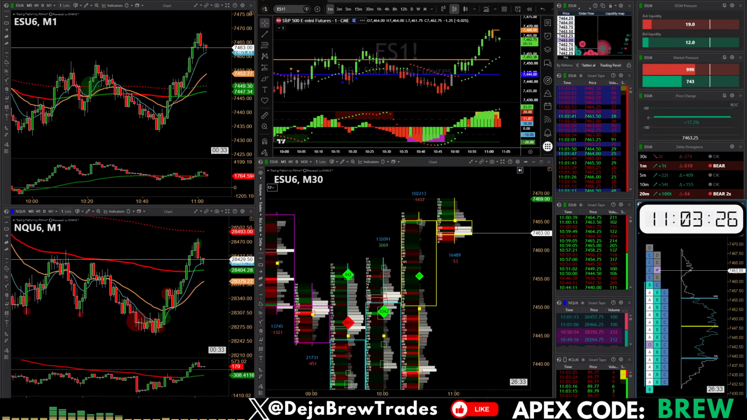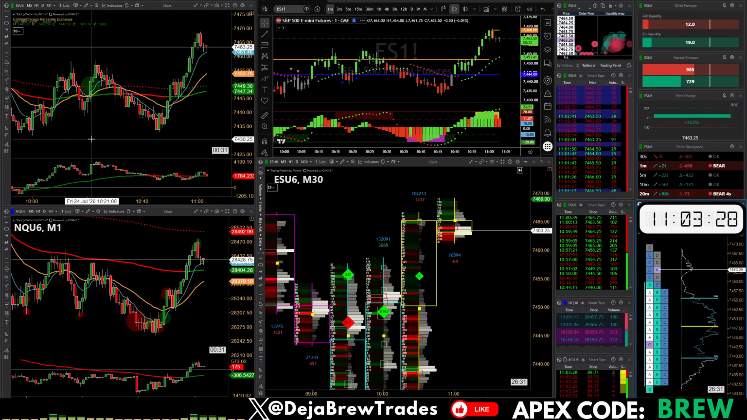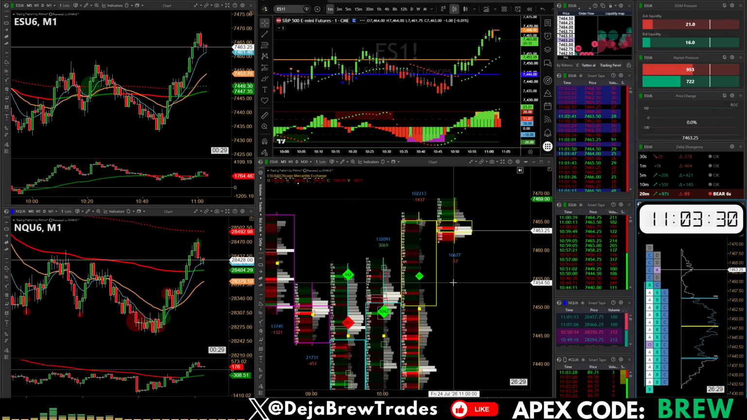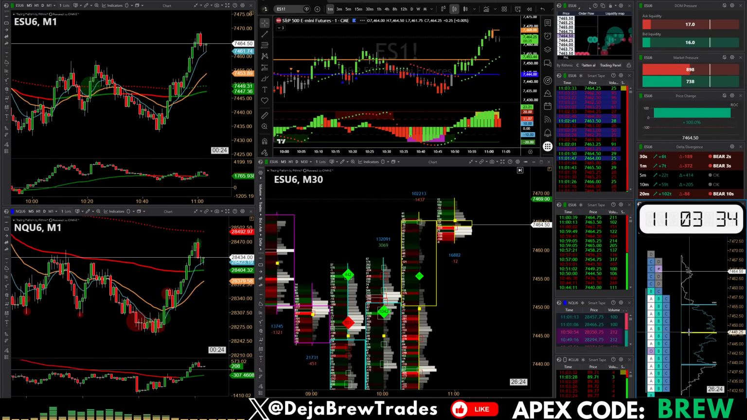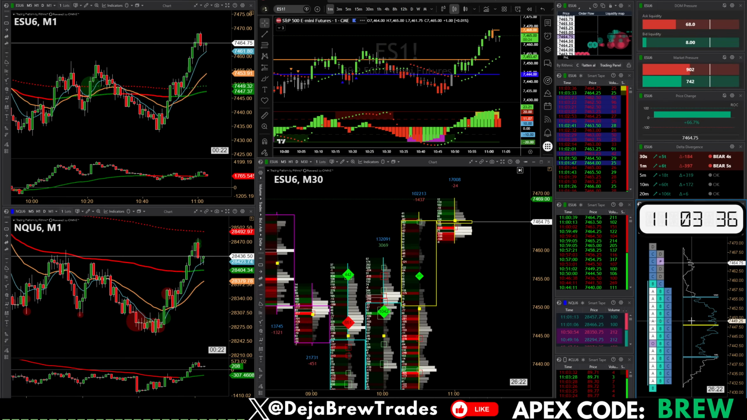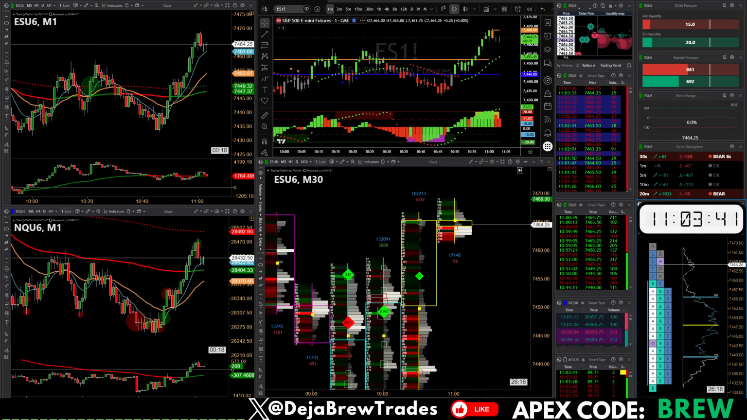What do I think about using gamma levels and volume profile? I don't think it's necessary to really overlap them. I feel like they're kind of like doing very similar things, so you don't really need both. It's kind of like overkill.